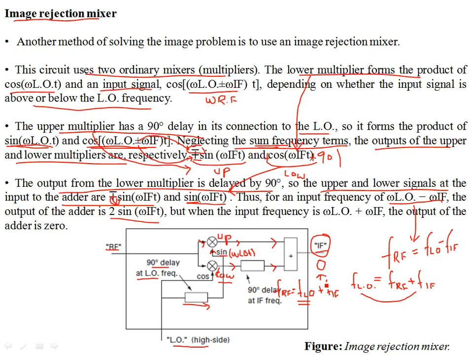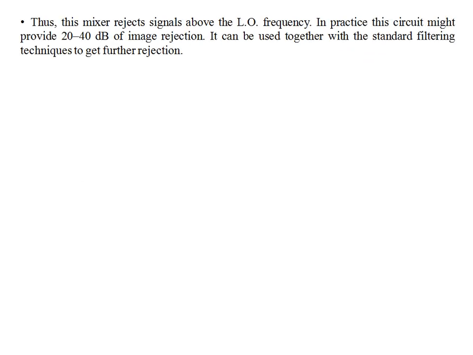This is like a band pass filter again, so we need the frequency at the output that is intermediate. But when the frequency is omega LO plus omega IF, the output of the adder is 0. What it means is that this mixer rejects the signal above the local oscillator frequency. So in practice, this circuit might provide 20 to 40 decibels of image rejection.